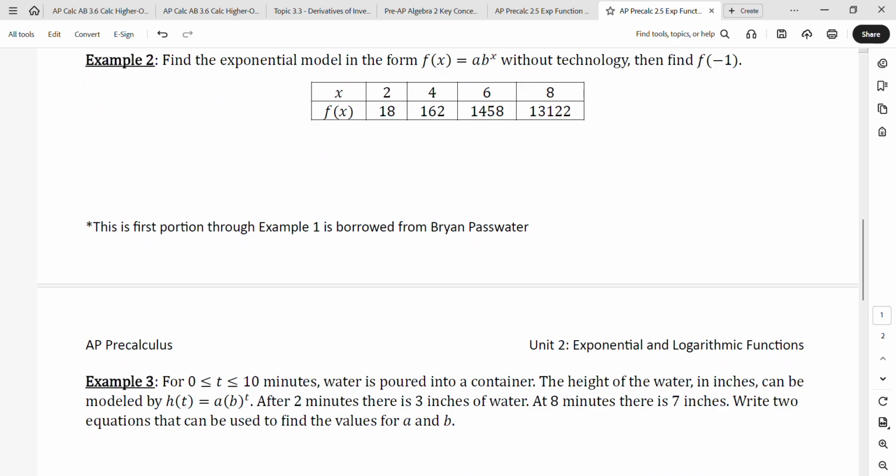All right, next problem. We're going to find an exponential model in the form of a b raised to the x without the calculator. Then we're going to find f of -1.